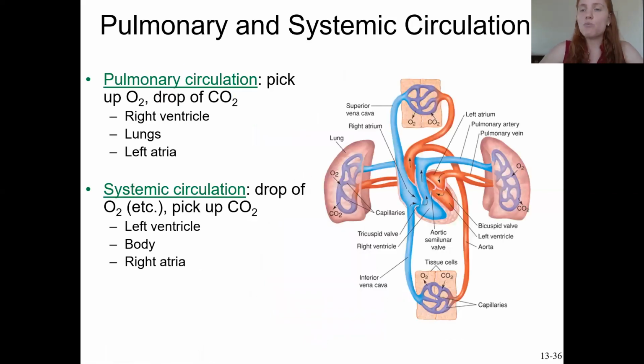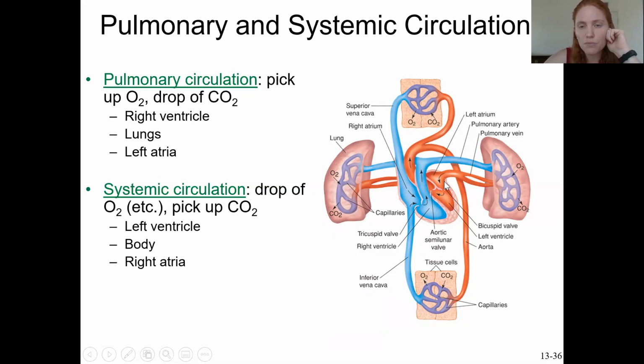Okay, so the right and the left sides of the heart pump to different places. So let's start with the right ventricle. Remember, ventricles pump away, but the right ventricle pumps to a different location than the left ventricle. The right ventricle is going to pump to the lungs. Okay, so it only goes to the lungs. And so that's called the pulmonary circuit because pulmonary means lungs. And so right ventricle to the lungs, and then it's going to come back to the left atrium.